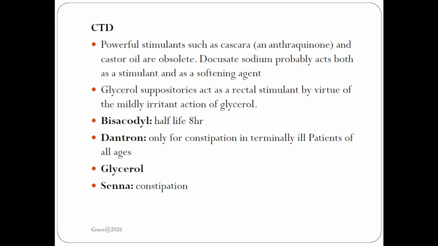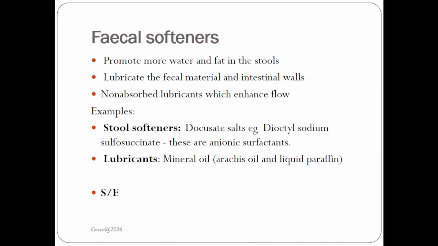We have what we call the Dantron, only for constipation in terminally ill patients of all ages. When your patient is terminally ill and presenting with constipation is when you can use it. Glycerol, like we have said, you use the glycerol suppositories, and you may need the senna natural plant product.